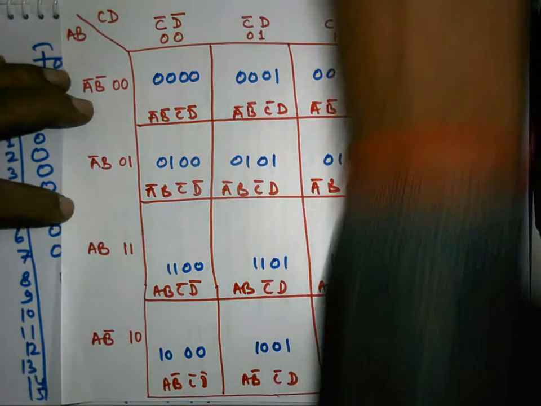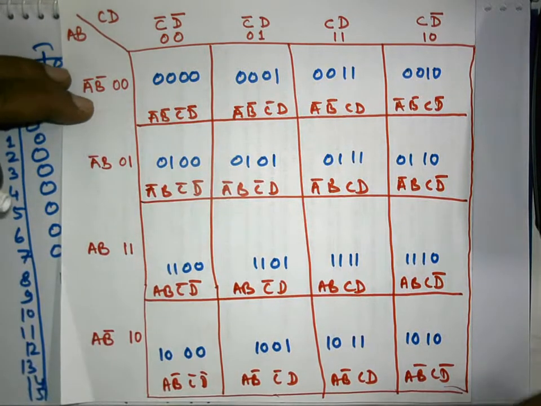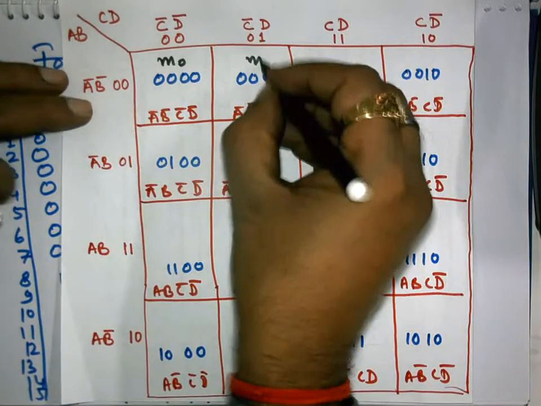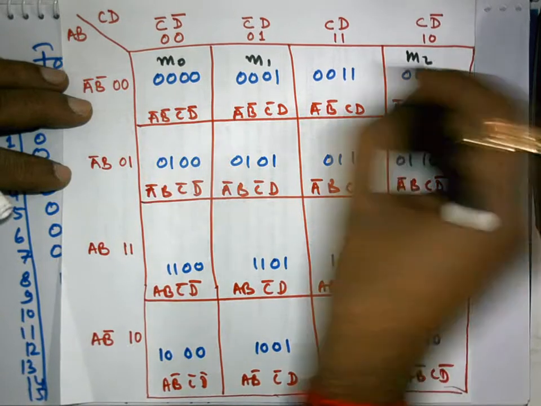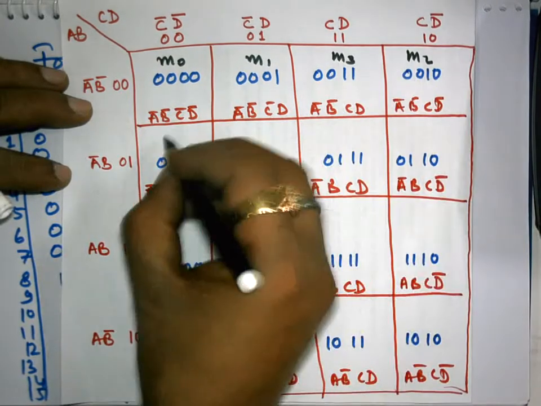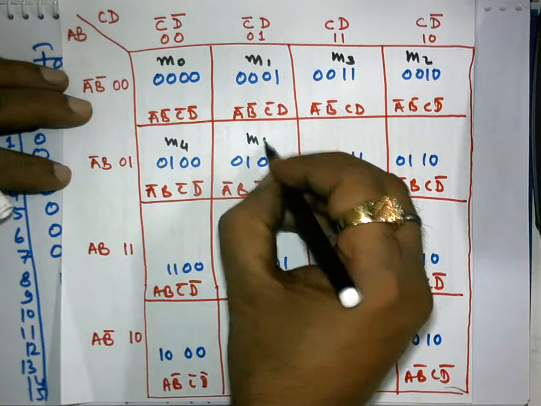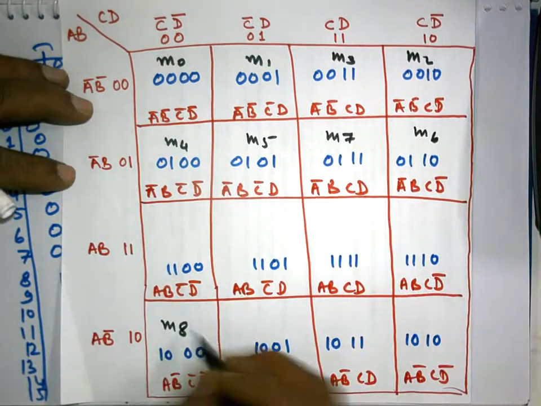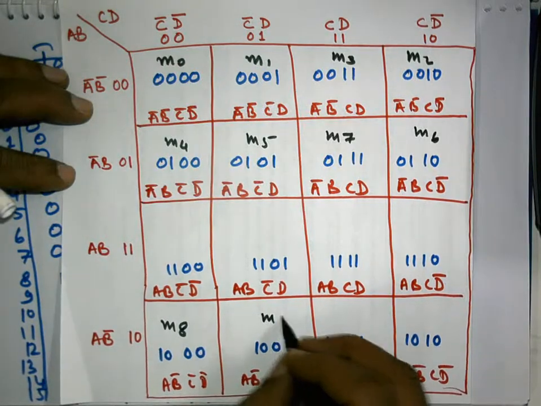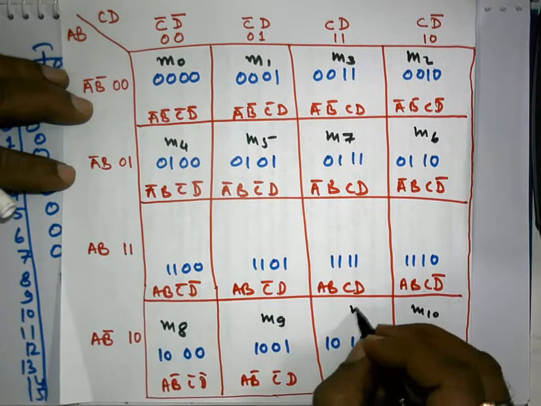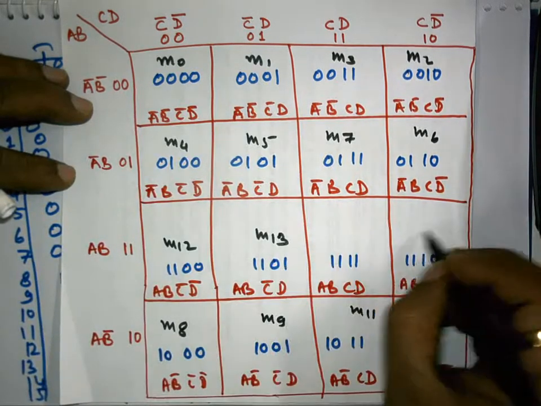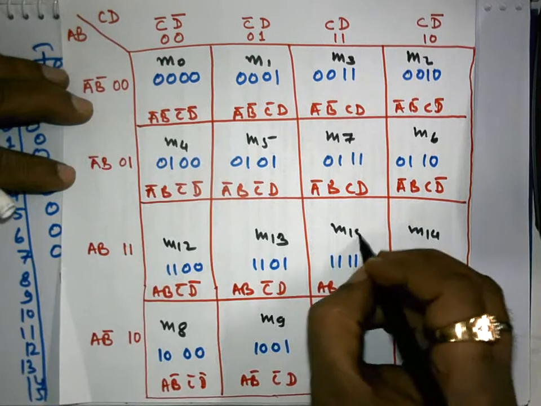And if you write down the min terms, I am using a different color just to distinguish between the things. Okay, this is min term 0, min term 1, min term 2, min term 3, min term 4, min term 5, min term 6, min term 7, min term 8. Okay, then min term 9, min term 10, min term 11, min term 12, min term 13, min term 14 and min term 15.